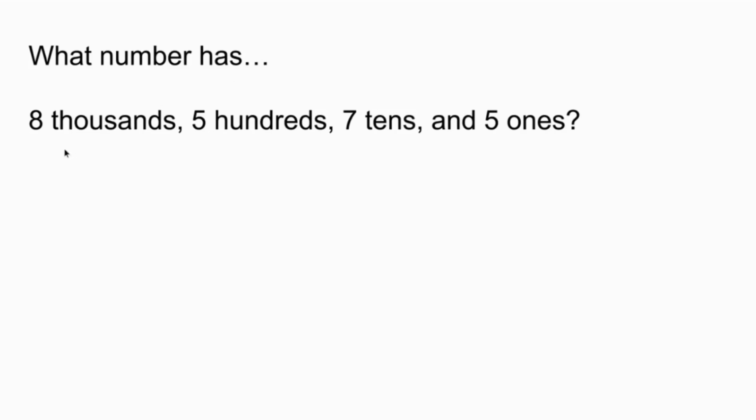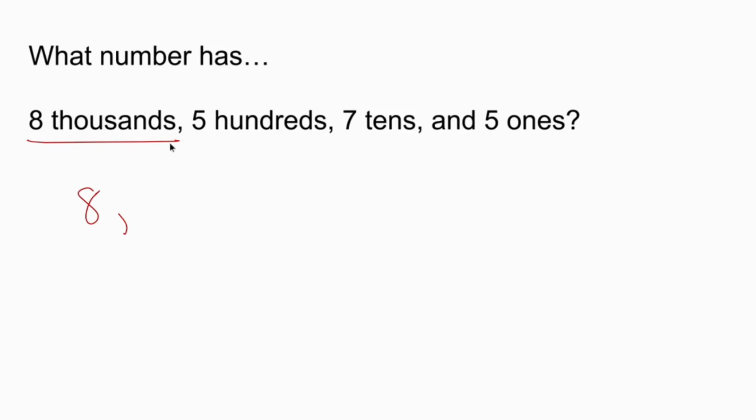What number has 8 thousands, 5 hundreds, 7 tens, and 5 ones? Now this is all about place value. So we're going to write this out basically exactly how it looks. 8 thousands is 8,000. So we'll put an 8 there and a comma after it.